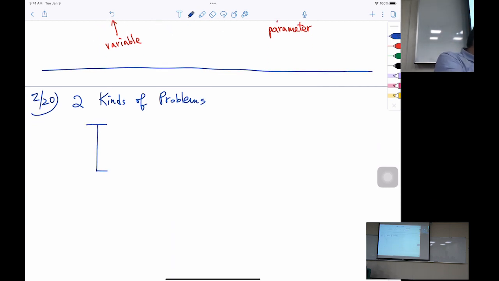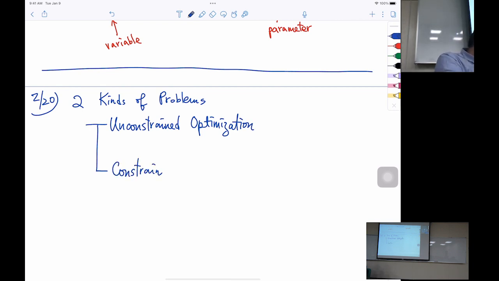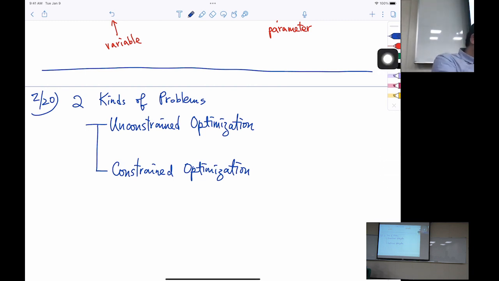One is called unconstrained optimization. The other one is called constrained optimization. Okay, so what would be the general formulation for unconstrained optimization? Very easy. Minimize f of x.